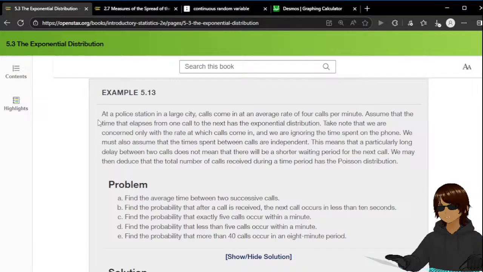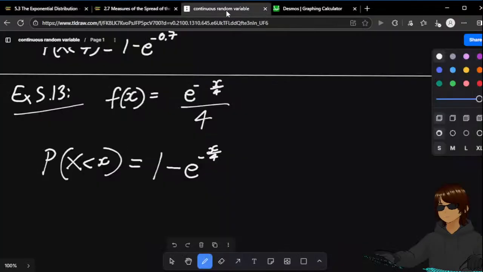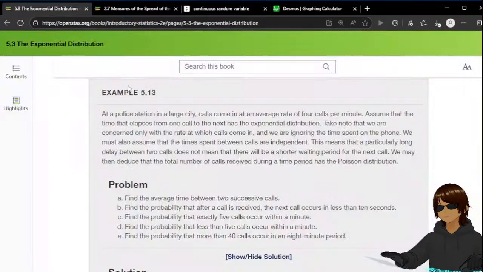Take note that we are concerned only with the rate at which calls come in, ignoring the time spent on the phone. You must also assume that the times between calls are independent. This means that a particularly long delay between two calls does not mean that there will be a shorter waiting period for the next call. After a call is received, the next call occurs in less than 10 seconds.